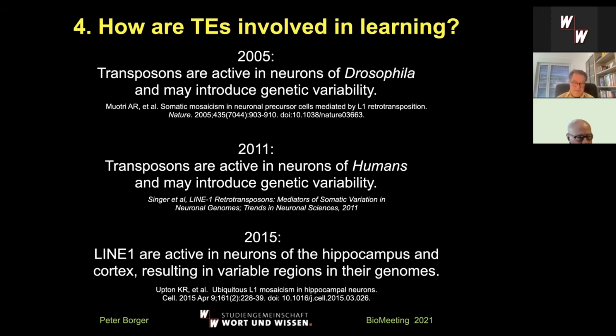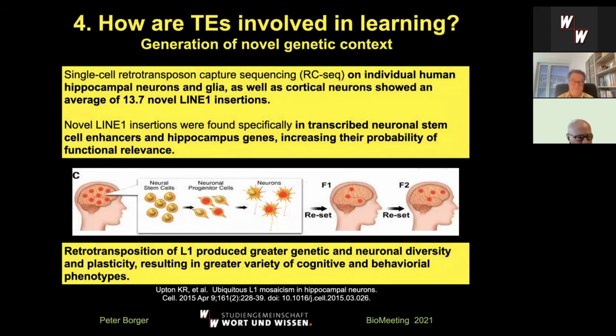And then in 2011, there was another very seminal study that showed that transposons are active in neurons of humans and may also introduce genetic variability. A few years later, LINE-1 activity, one of these retrotransposons, was found to be active in neurons of the hippocampus and in the cortex, and it resulted there in variable regions in the genome, indicating that we are dealing with a sort of variation-inducing mechanism in the neurons.